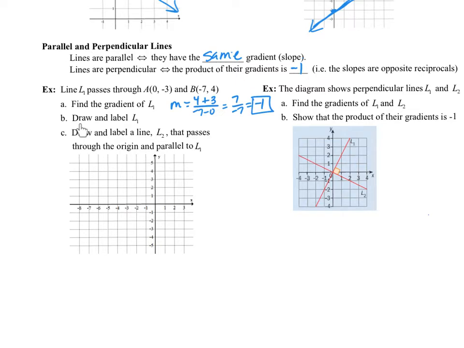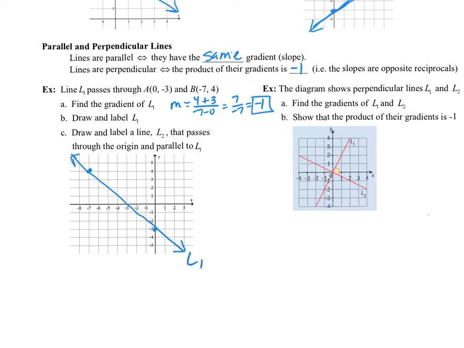Okay, now we're to draw and label L sub 1. So what we need to draw is a line that passes through these 2 points. So let's graph the point (0, -3), and then graph the point (-7, 4). So 1, 2, 3, 4, 5, 6, 7, up 1, 2, 3, 4. Okay, so let's graph that point. And then again, on your notes, you might want to grab a straight edge so you get a nice straight line. So we drew the line, and then let's label it with its name. Its name is L sub 1. So the name of that line is L sub 1.